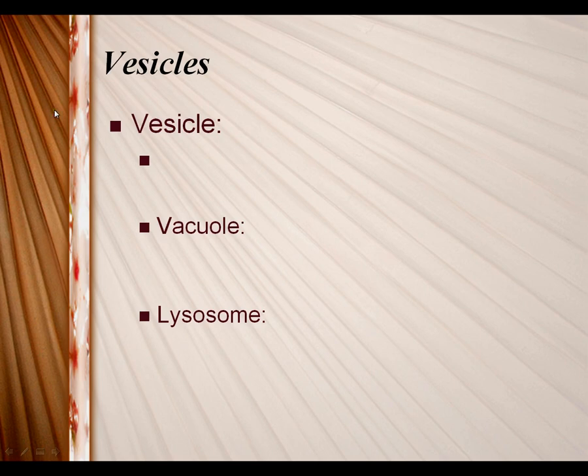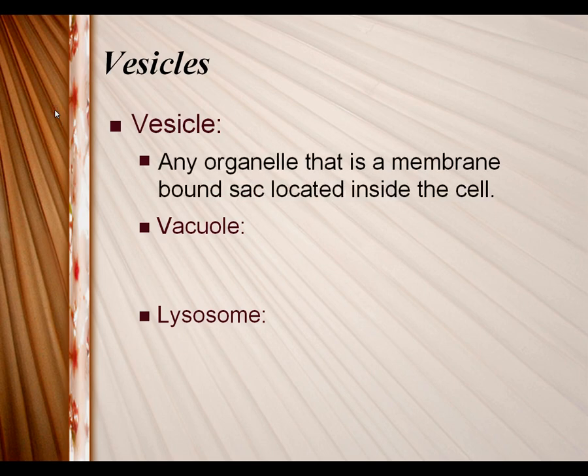Vesicles are another interesting organelle, and a vesicle is a general term for any organelle that is just a membrane bubble. Now, when you see a micrograph picture of a cell or a drawing of a cell, most of the time you're just going to see a round bubble. And you're going to call it a vesicle because you can't tell what's inside. And what's inside is what makes it either a vacuole or a lysosome or some other organelle.